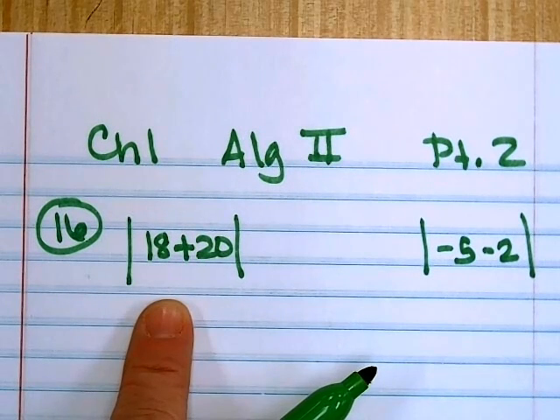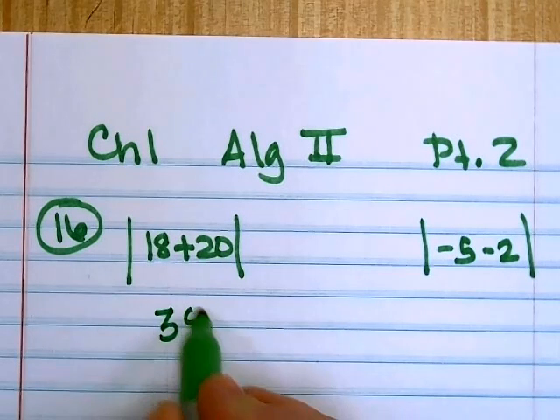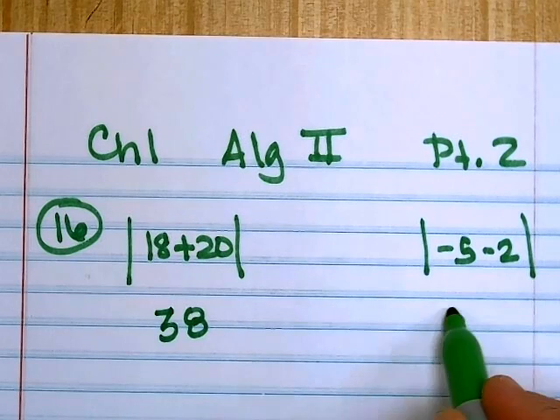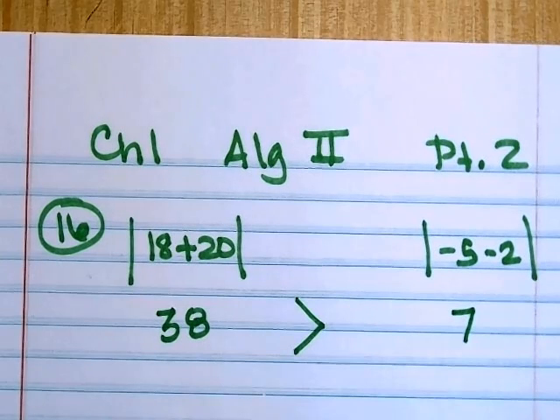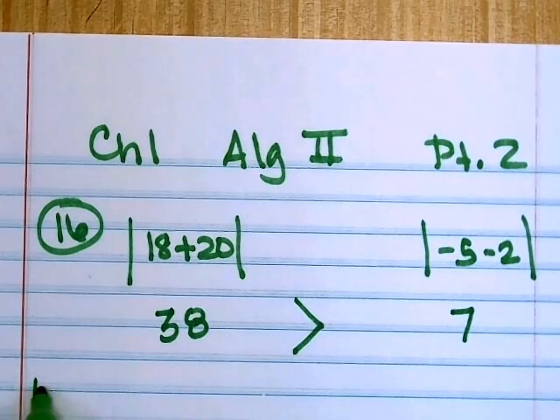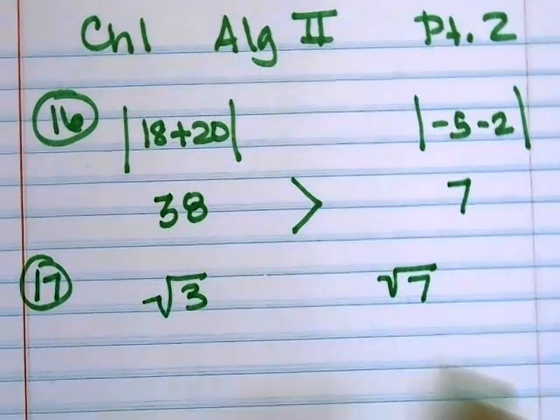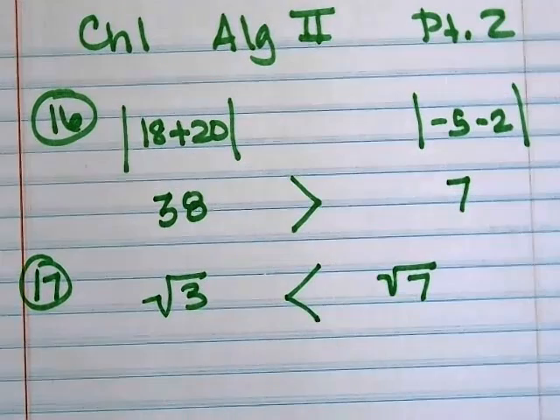38. And then when you take the absolute value, it's 38. What do we get here? Negative 7, and its absolute value is 7. So that's our symbol. 17, the square root of 3 and the square root of 7. So I want to know which is larger. Square root of 7.